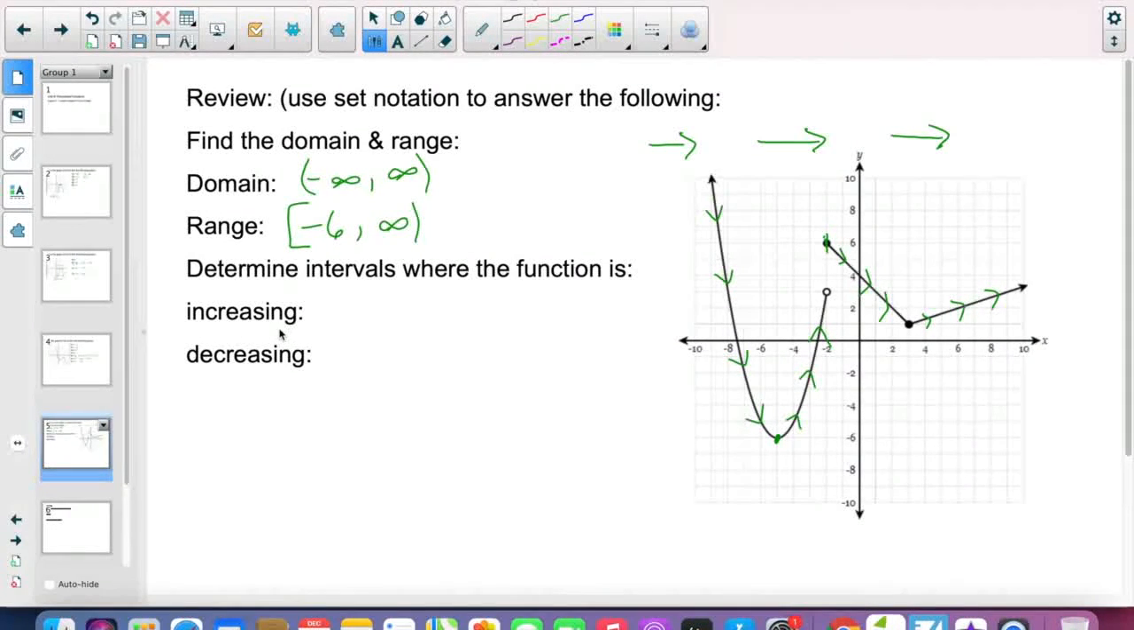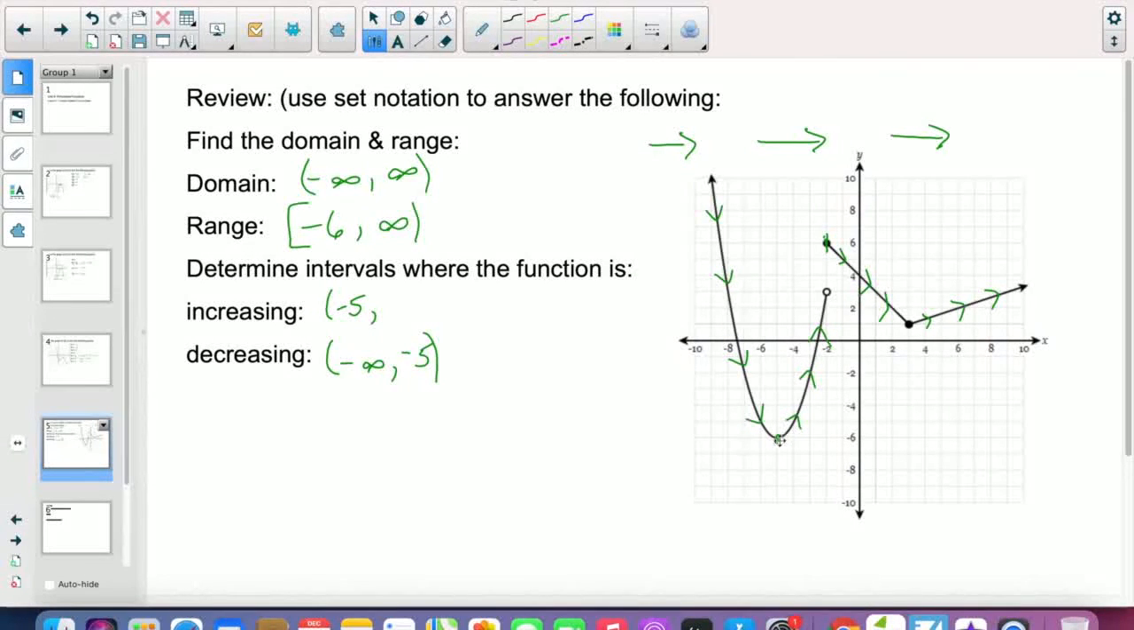So this function started out decreasing. So we can say that the function decreases from negative infinity until we get to -5. Now, at -5, it's not increasing or decreasing. That's where it's changing direction. So it does not include -5. That's why we put a parenthesis here. It then increases from -5, and again, it doesn't include -5 because it's not increasing or decreasing there. That's where it changes direction.